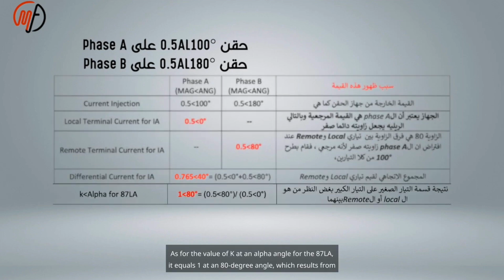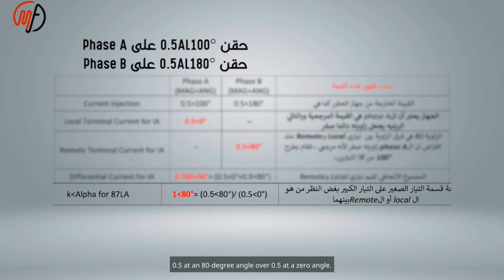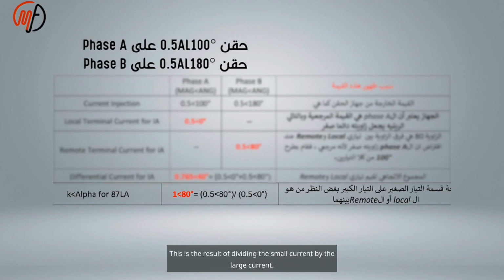As for the value of K at angle alpha for the 87LA, it equals 1 at an 80 degree angle, which results from 0.5 at an 80 degree angle over 0.5 at a 0 angle. This is the result of dividing the small current by the large current. K at angle alpha is on the boundary of operate and restrain regions.